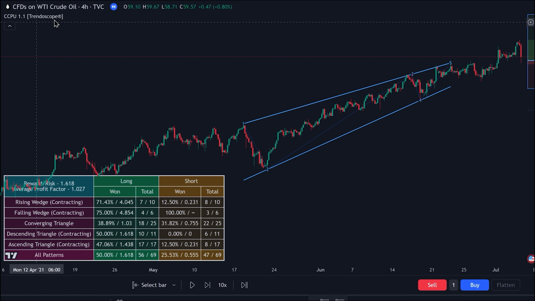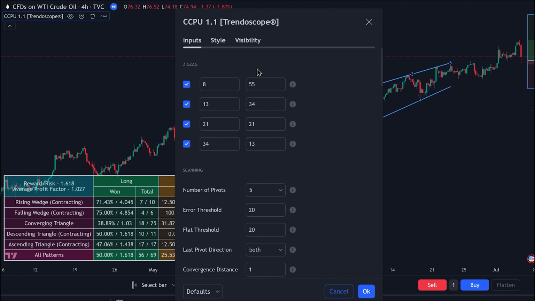Now let's delve into the components of the Converging Chart Patterns Ultimate by adjusting the settings. In the input settings, you will find various options to customize the indicator. Let's start with the zigzag configuration options. These settings help you find patterns by adjusting the zigzag's length and depth. Increasing the length will show bigger patterns. Reducing the length will show smaller patterns. Increasing the depth will show bigger and more detailed patterns, but might slow down the indicator. Reducing the depth will show simpler patterns, and the indicator will work faster.